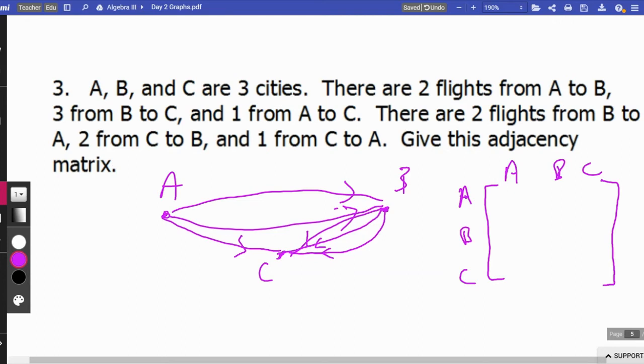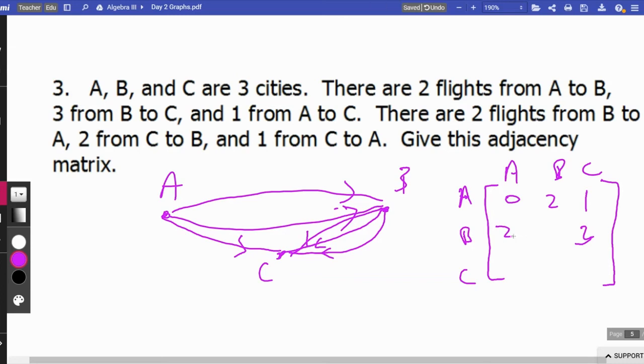But there are 2 flights from A to B. So from A to B, this would have to be a 2. It's going to be 0 there. 3 from B to C, so B over to C would be 3. And 1 from A to C. And then there are 2 flights from B to A. So from B to A would be 2 flights.